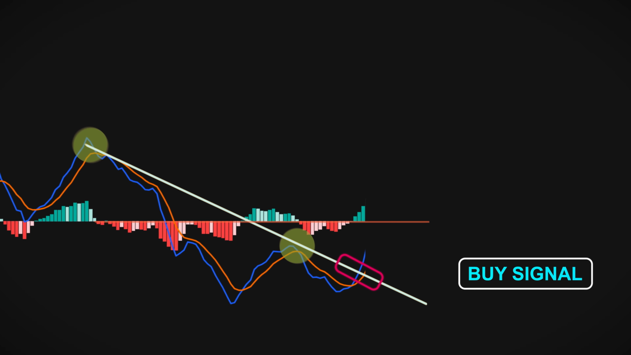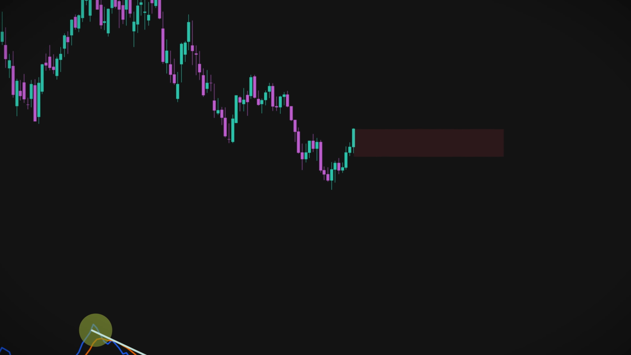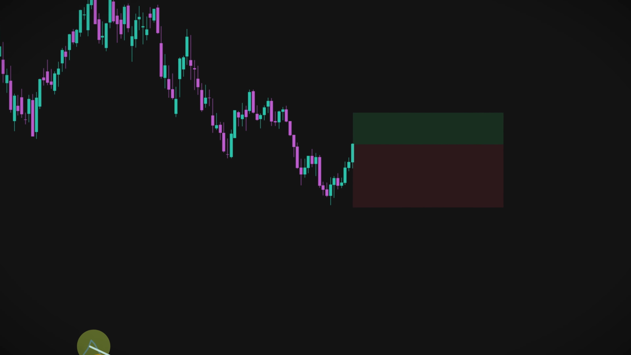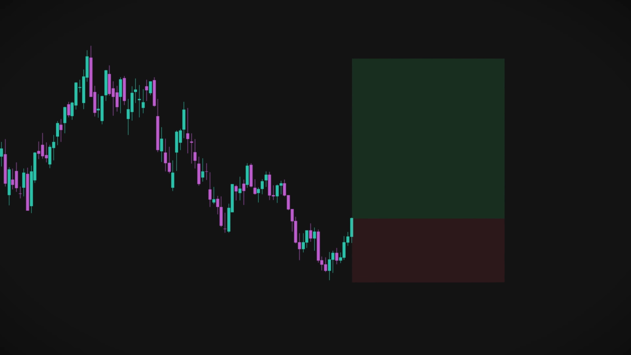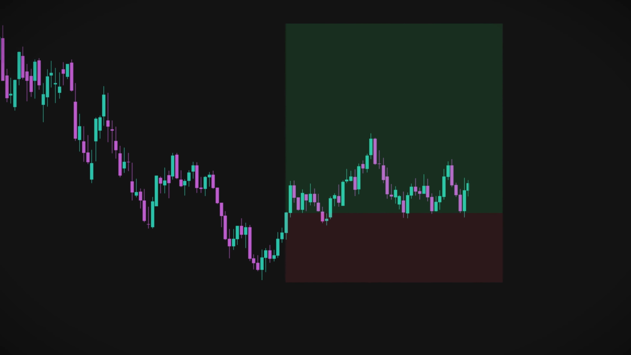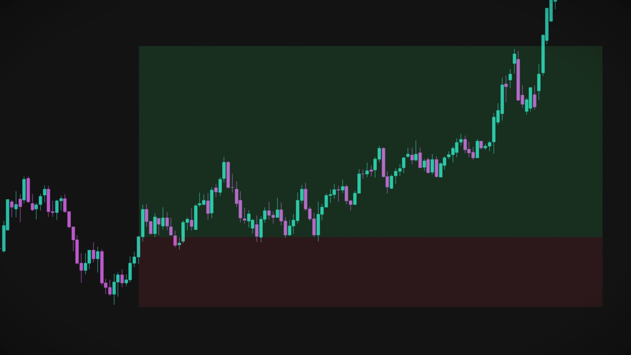Now, let's manage the trade. Place your stop loss just below the most recent swing low visible on the price chart. This ensures your risk is controlled. For the take profit, aim for a 1.3 risk-to-reward ratio, or target the nearest resistance level for a safer exit. From there, the trade progresses as planned, following the strategy and market conditions.